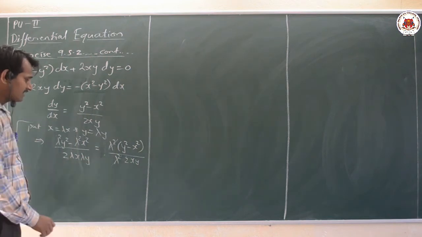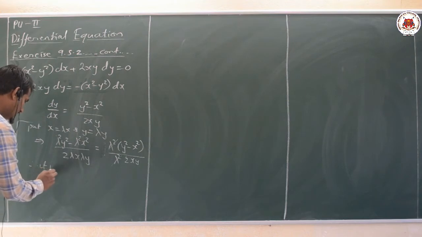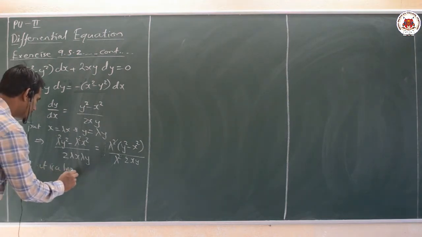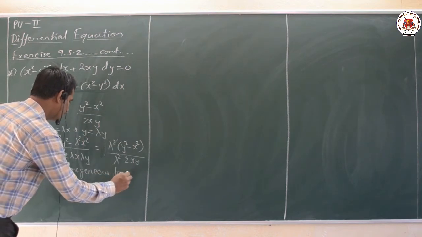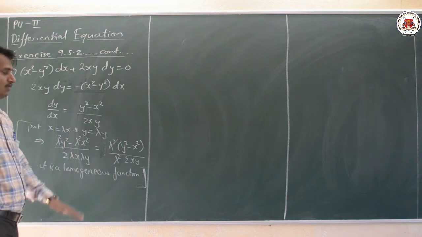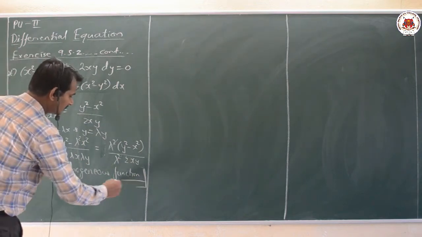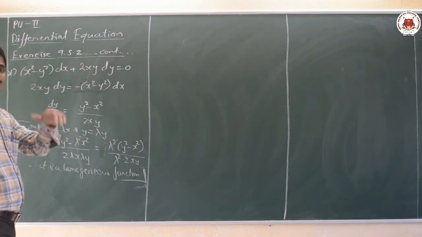That means it is a homogeneous function of degree 0. This is one thing. Okay dear students, now let us discuss the next part. What is the next part here? What do we require to substitute here?